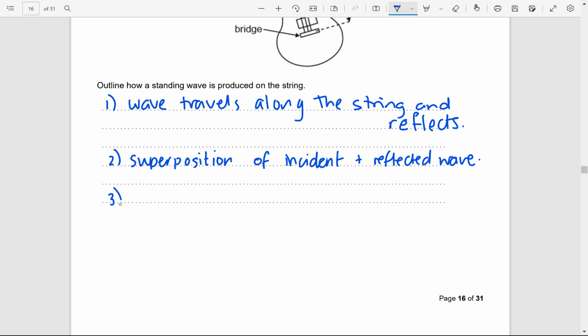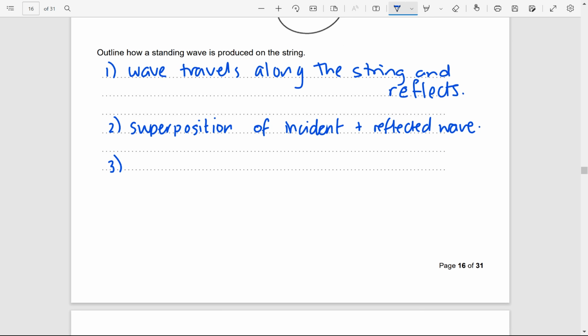There is a third point that you can write. It's not often written by students, but I do see it from time to time. It's the idea that the superposition is reinforced only for certain wavelengths.